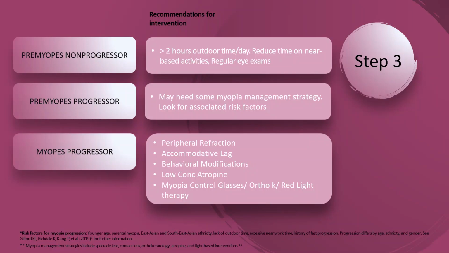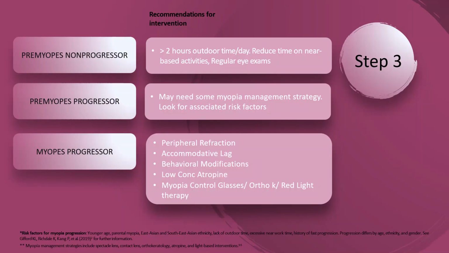Pre-myopes who are progressors, so there is a reduction in hyperopic reserve and axial length is also progressing. This would certainly need some myopia management strategy. You have to talk with the patient. Glasses are definitely an option because the compliance is almost 100% with glasses. If you are wearing the glasses, definitely they are working. You can look for associated risk factors, and we did some study on low concentration atropine for these pre-myopes, and in our clinic we found that it definitely reduced the progression in these pre-myopes.